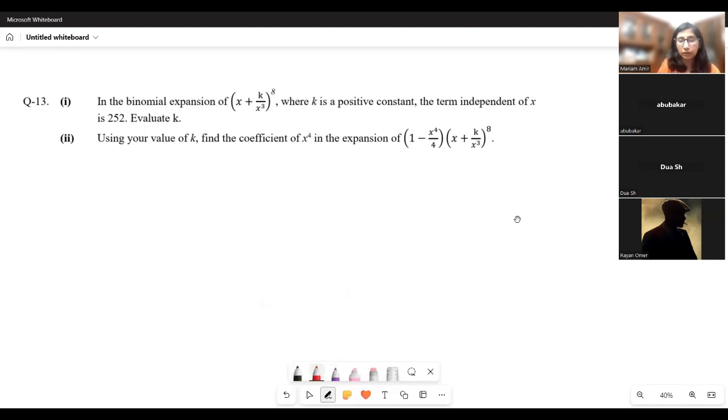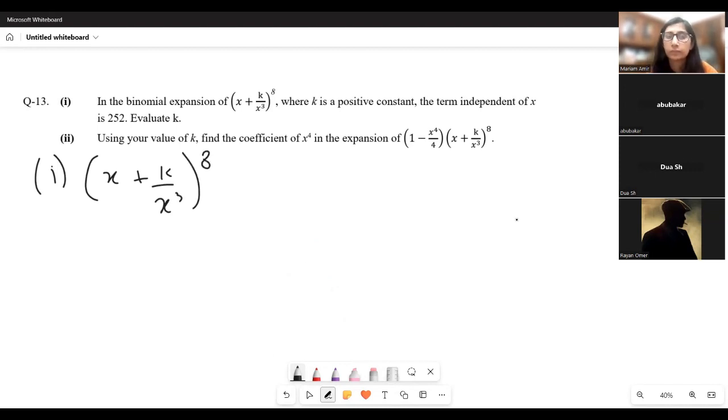Other than Dua, can anybody tell me what we do in this question? Miss, essentially we'll do the exact same steps we did in the previous part. The only difference is that when we find the term, we'll put it equal to 252. Yes, that's right, that's how we will find k. Very good. Yes, we equate the coefficient to 252.